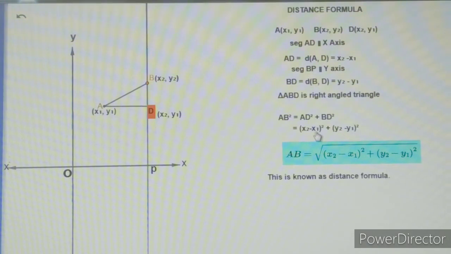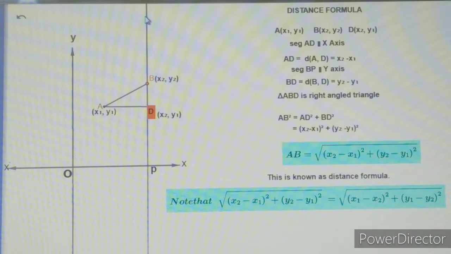we want distance AB. Therefore taking the square root, we get AB is equal to square root of x2 minus x1 whole square plus y2 minus y1 whole square, and this is what? This is the distance formula. Very important note.